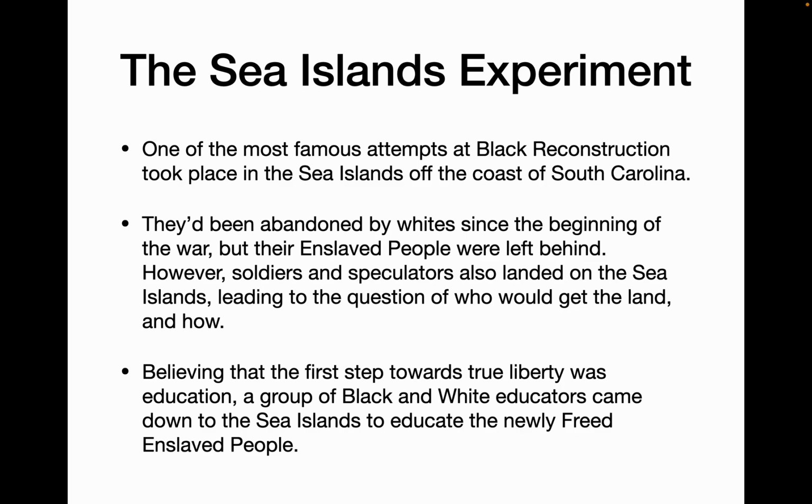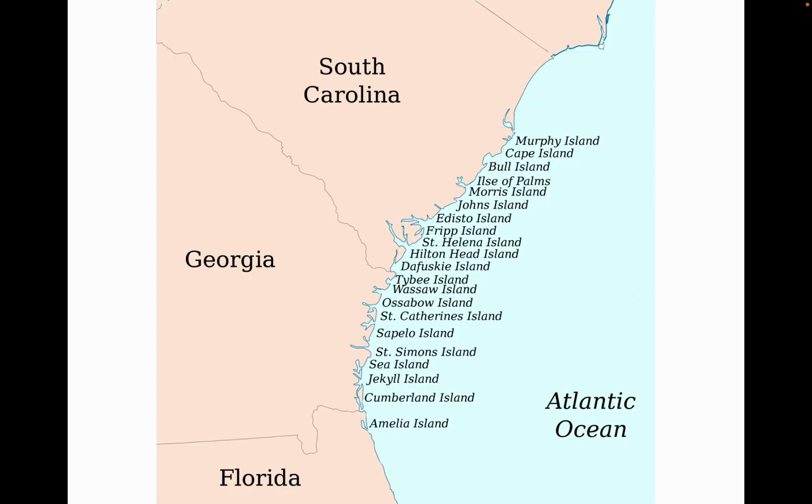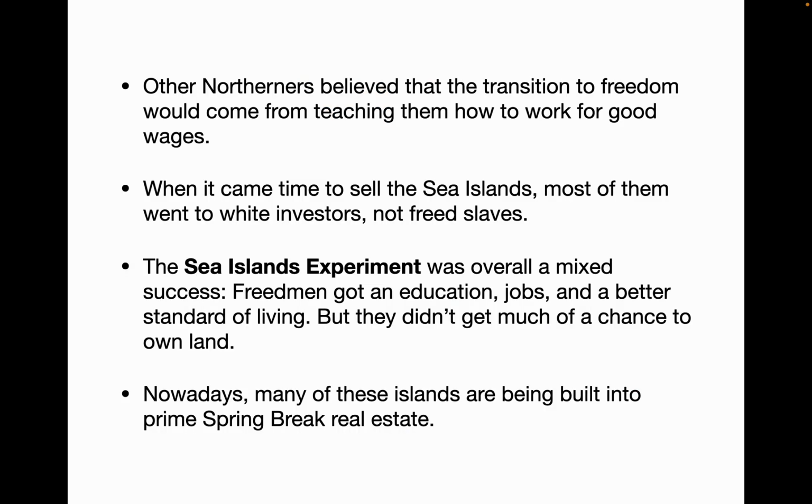Believing that the first step towards liberty is education, we also see a group of abolitionist black and white educators coming down to the Sea Islands to educate the newly freed enslaved people, believing that that's the first step towards full citizenship. So here are the Sea Islands off the coast of South Carolina, including Edisto and Hilton Head. A lot of these are prime spring break real estate these days.